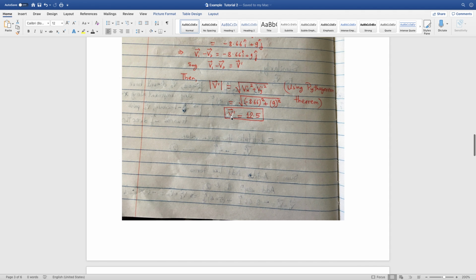There is a typo, I see, so please put a modulus sign here, okay? Not the vector, not this arrow. It should not be with an arrow. It should be without an arrow here.